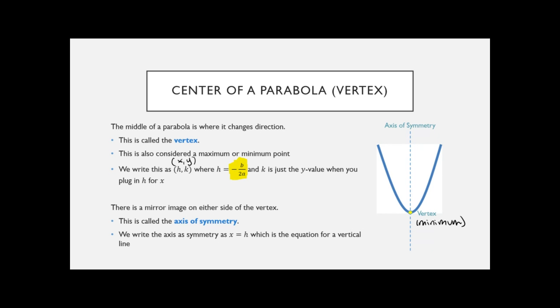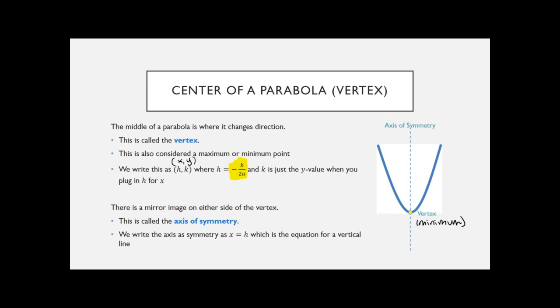And then you can see that, of course, if you draw a vertical line through the vertex, you can see where the reflection is, and that's called the axis of symmetry because it's the same on each side of that. And so that is actually an equation of a line. It gives you a vertical line, and the formula for that is just x equals h. So you have to find h first, and then you write an equation, x equals whatever that number is. And that gives you the axis of symmetry.